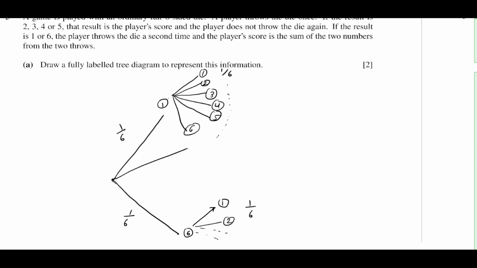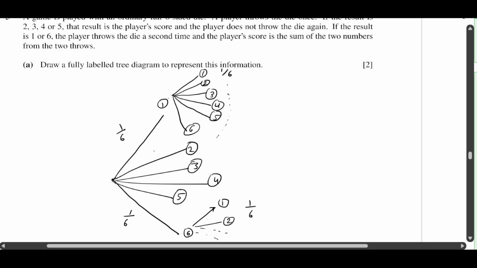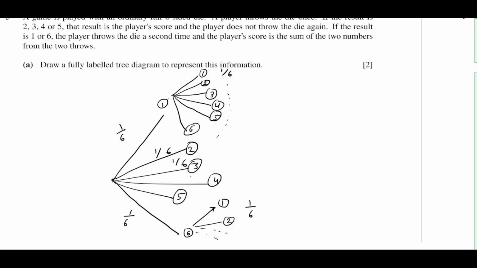And apart from 1, you can get 2, 3, 4, and 5 with the possibility of 1 by 6 only. So when you are throwing it once, you get the possibility of getting 1, 2, 3, 4, 5, 6 as 1 by 6 each. Then if you get 1, you will get another chance to throw, and the possibility is going to be 1 by 6, 1 by 6, like that. And if you get 6, then also you will get another chance to throw the die.